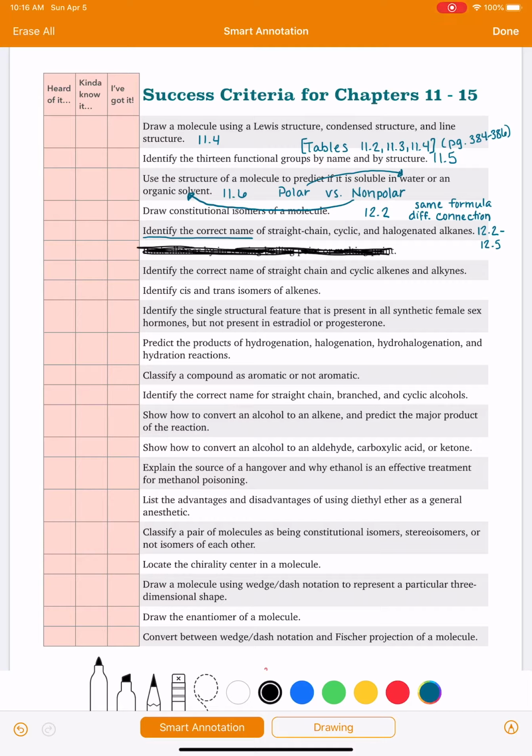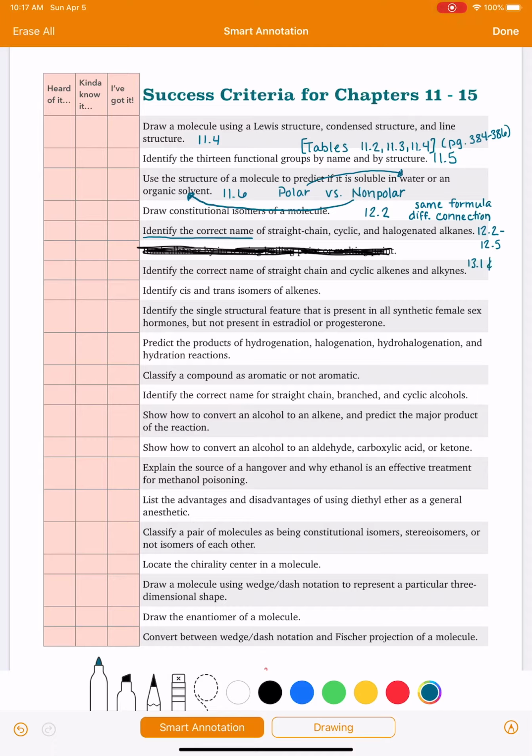Identify the correct name of straight chain and cyclic alkenes and alkynes. Again, notice that it says identify the correct name. So that's in section 13.1 and 13.2. Make sure you can pick the correct name out of a list.